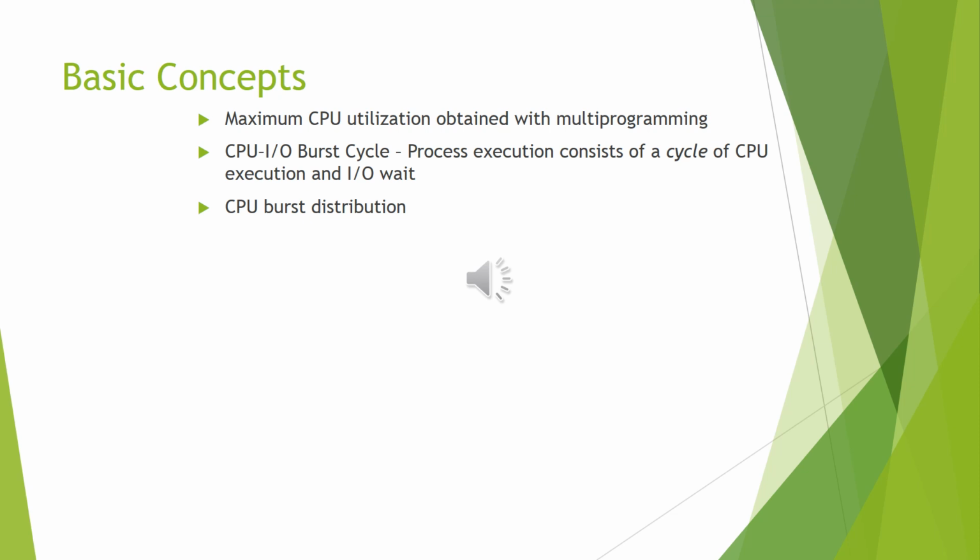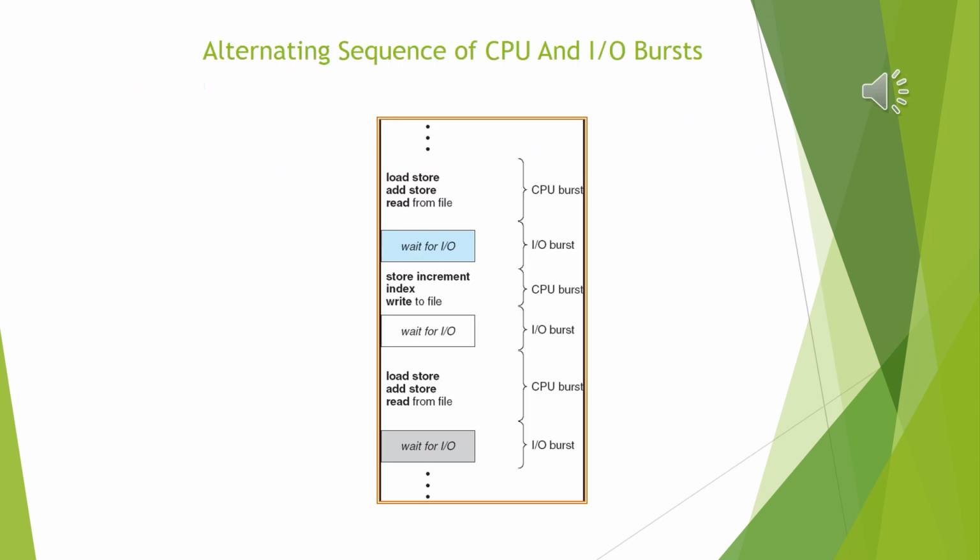CPU input-output burst cycle. Process execution consists of a cycle of CPU execution and input-output wait. Then CPU burst distribution, that is the burst time distribution of the CPU. These are the basic concepts of CPU. As we looked at earlier in our classes on the process life cycle, we discussed the waiting stage. The waiting stage is waiting for an input-output request. Now we are going to look at the alternating sequence of CPU and input-output bursts, that is the execution.